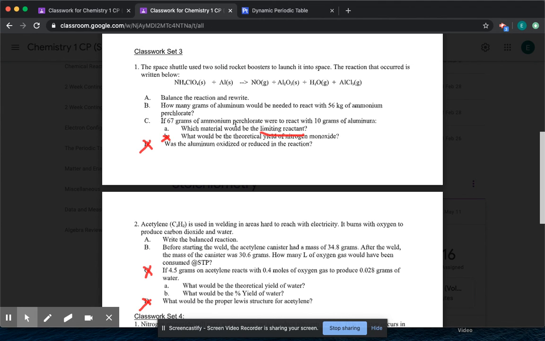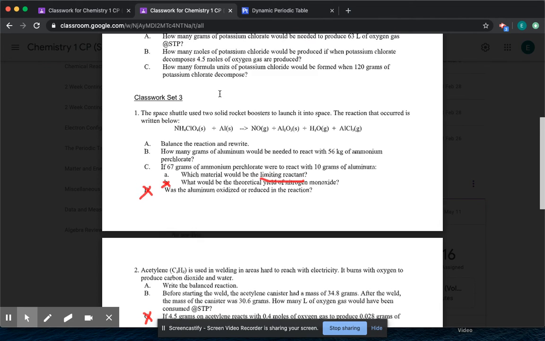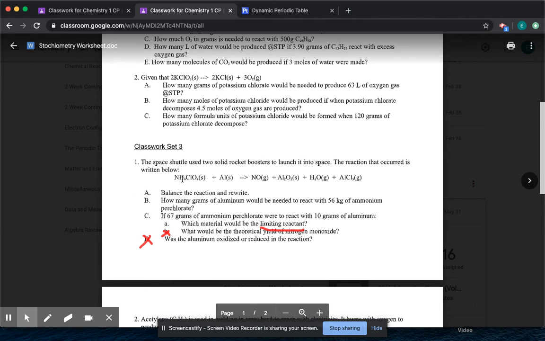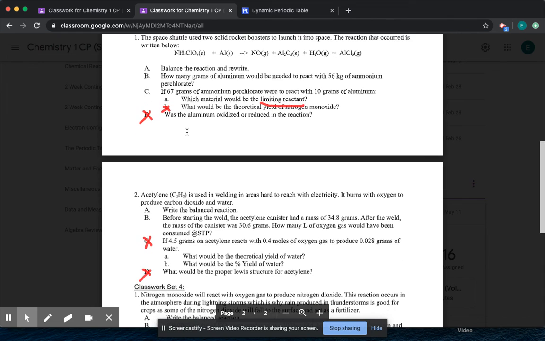After you balance it, then you can answer the questions, and it's the same thing you did in set 1 and set 2. So they're going to ask you to convert certain things or figure out which one's going to run out first and things like that. So it's what you've done previously, just now with the addition of a potential new question, which is the limiting reactant.